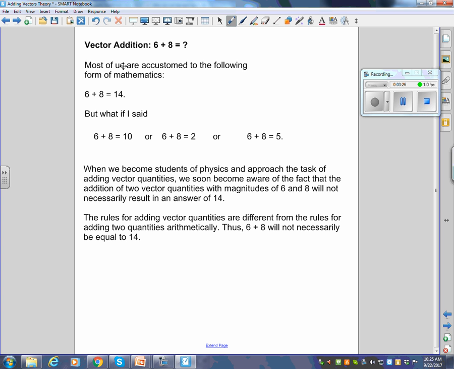Well, what if I said 6 plus 8 is also 10, or maybe 2, or maybe 5? You might think that I've lost my mind, much like I've lost my hair. But I would be right about this, right? When you become students of physics and approach the task of adding vector quantities, we soon become aware of the fact that the addition of 2 vector quantities with magnitudes of 6 and 8 will not necessarily result in an answer of 14. I'm going to make it a smidge bigger.